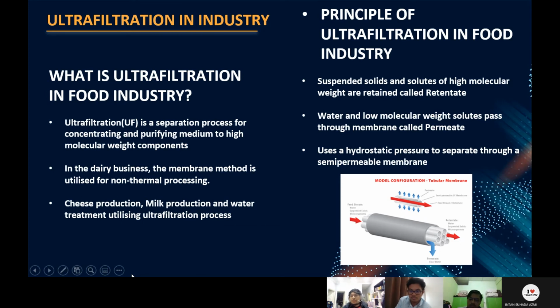So we're going to go to the principle of ultrafiltration in food industry. So there's a diagram below there. So I'm going to explain the principles. So firstly, the suspended solids and solutes of high molecular weight are retained, called retentate. Water and low molecular weight solutes pass through the membrane, called permeate. This method uses a hydrostatic pressure to separate through a semi-permeable membrane, which is the tubular membrane in the diagram.